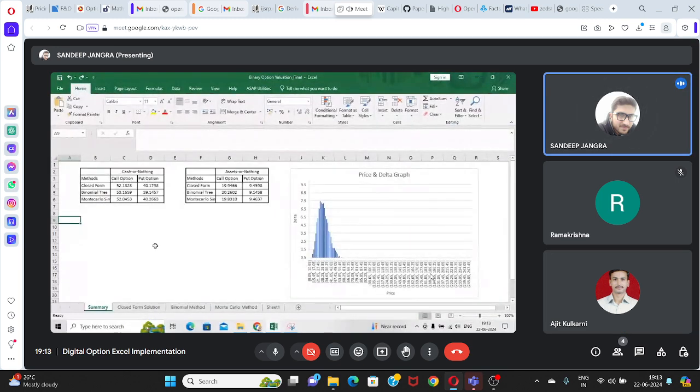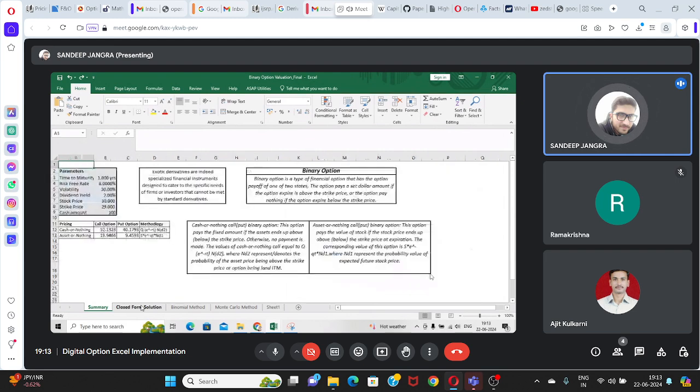Okay. So, hi Ramakrishna. In our model, I basically explain my exercise on valuing a binary option using its closed form solutions and validate the results by using binomial and Monte Carlo methods. First we have to understand what an exotic derivative is, and next what a binary option is, because a binary option is an exotic derivative. An exotic derivative is a customized derivative that is used by companies or investors when standard plain vanilla options do not meet their requirements.